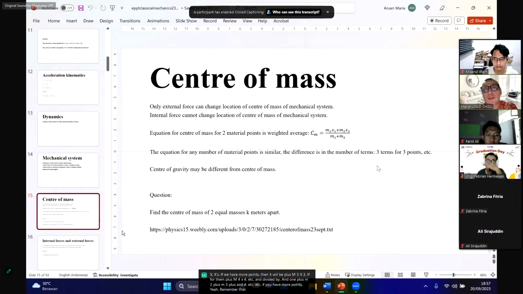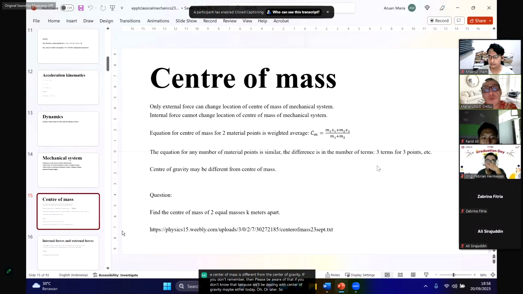Remember that the center of mass is different from the center of gravity. If you don't remember, then please be aware of that, because we'll be dealing with center of gravity maybe either today or later.